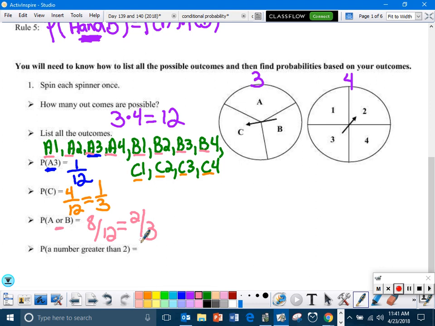All right, the next one says a number greater than 2. Well, that would be 3, 4, 3, 4, 3, 4. That's 1, 2, 3, 4, 5, 6 of them. 6 out of 12, which is 1/2. All right, that's it for page 1. Let's go on to page 2.